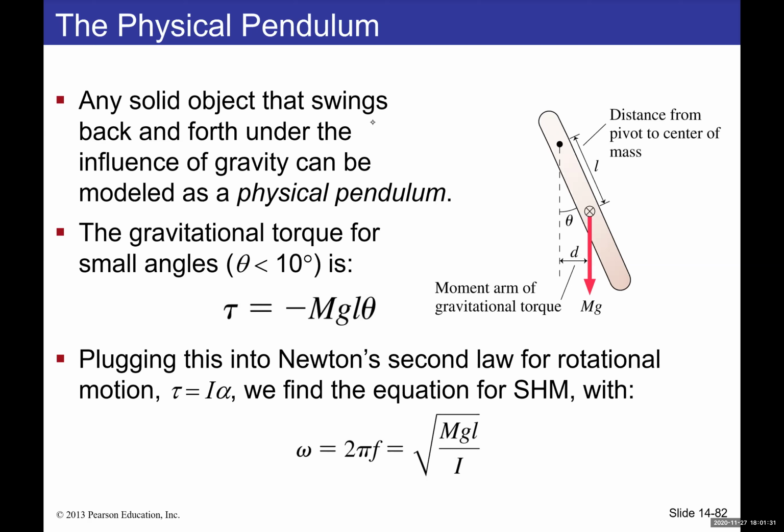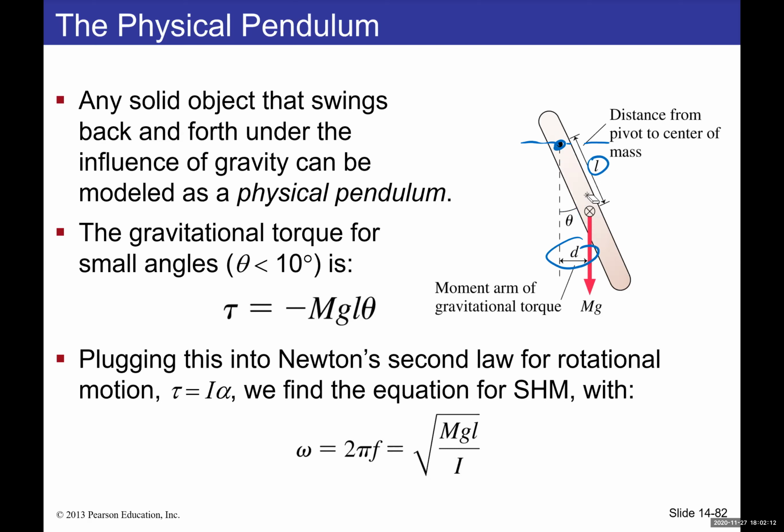So the gravitational torque for small angles, which is less than 10 degrees, is given as negative mgl times theta. This is the axis of rotation, and this is the center of mass, and gravity, remember, acts at the center of mass. So L is the distance of the axis of rotation with respect to the center of mass, and theta is the angle that it makes when rotating. And d here is basically the moment arm of the gravitational torque.